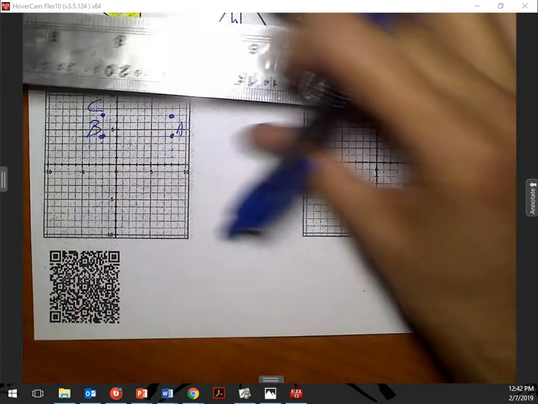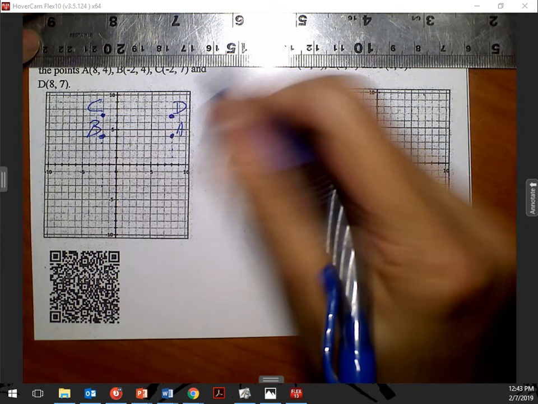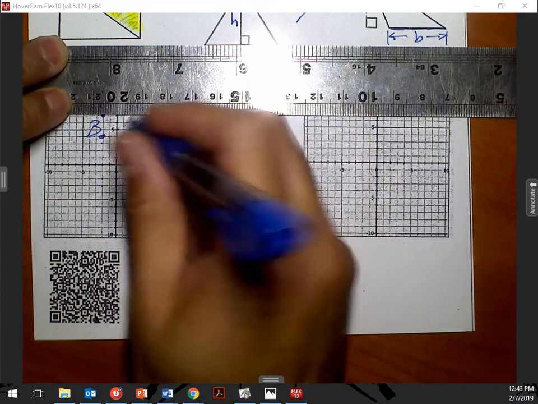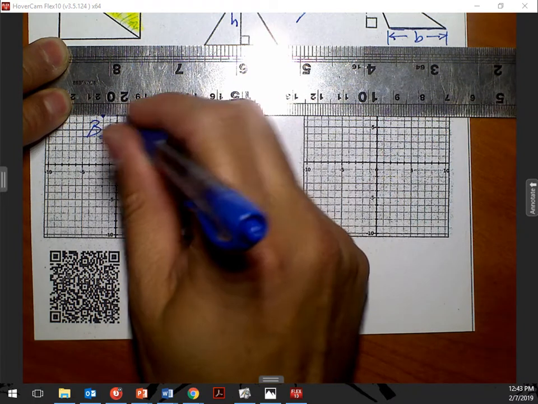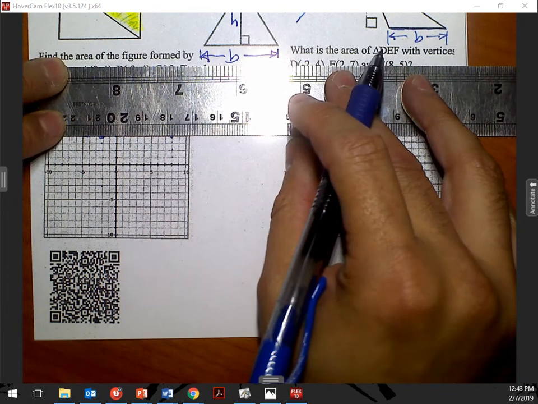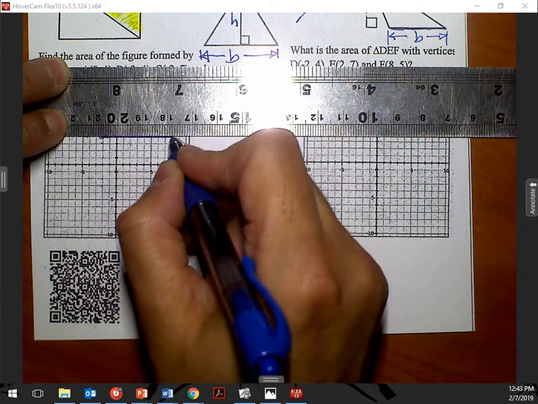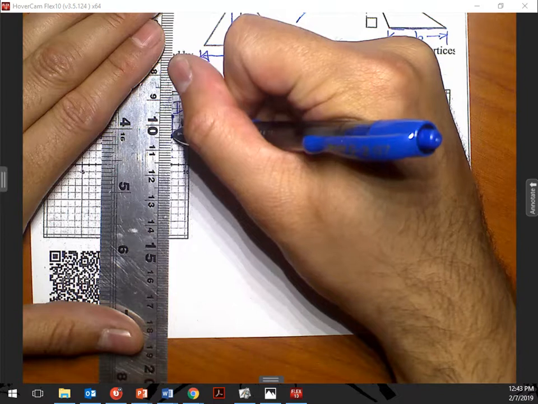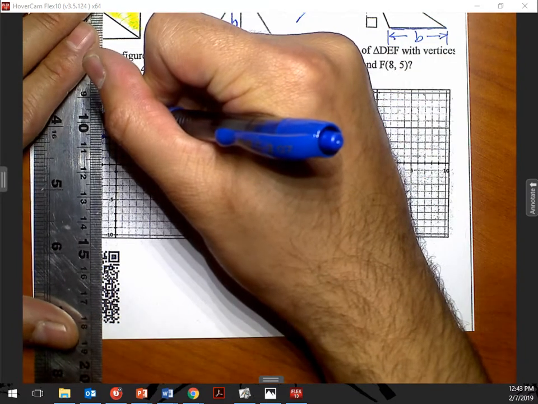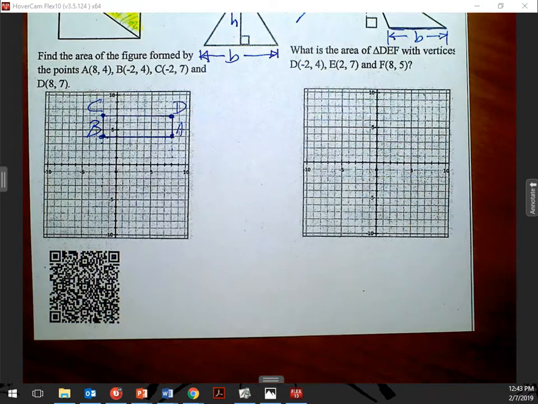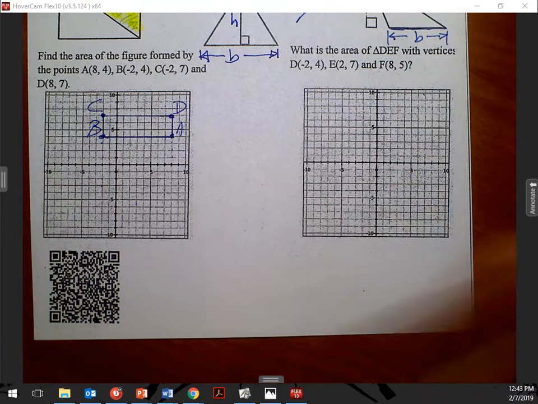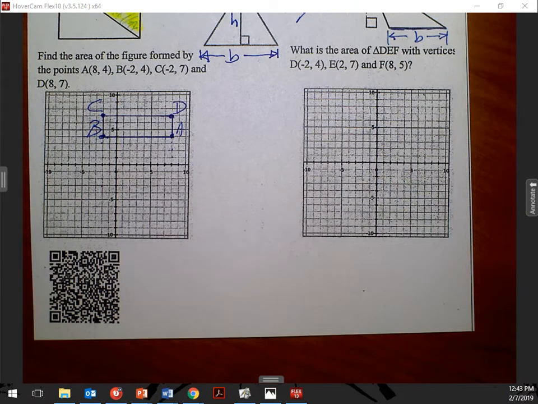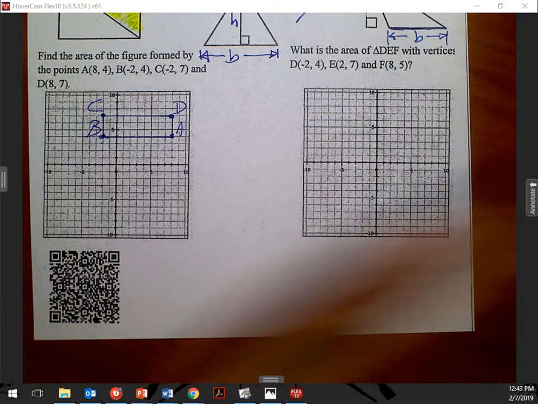And since I have my special ruler here, there we go. What shape do we have here? I have a rectangle, don't I? Okay, so now, what's the base going to be?